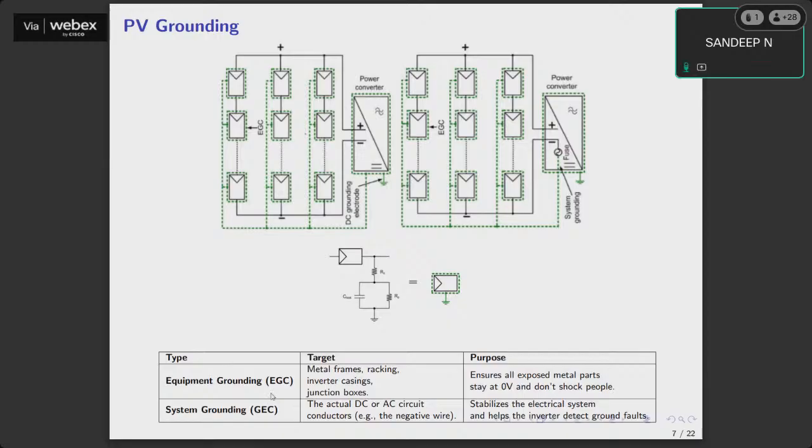We have two kinds of grounding, that is equipment grounding and system grounding. The equipment grounding parts are the racking, junction box, etc. System grounding is the actual DC or AC circuit conductor, that is a negative wire. Why are these supposed to be grounded? The EGC is required to make sure all the metal parts stay at 0 volt and there won't be any shock even if someone touches it. And system grounding is going to stabilize the electrical system and helps the inverter to detect ground faults.